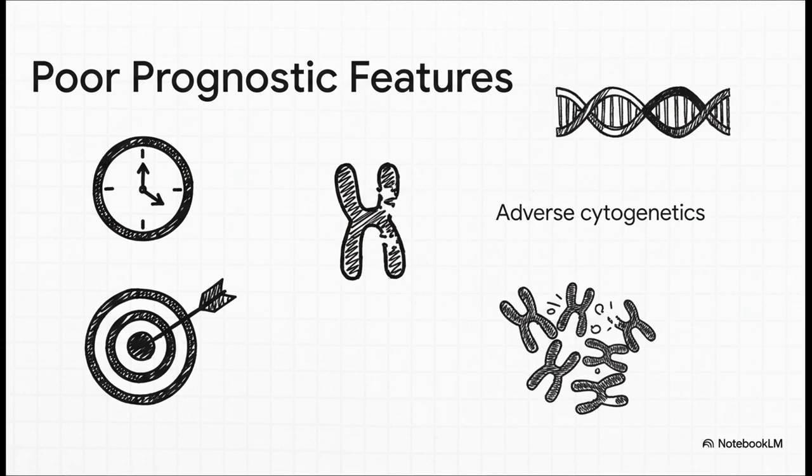Some are pretty clinical, right? Like being older or not responding to that first round of chemo. But more and more, the most powerful predictors are actually genetic. Things like adverse cytogenetics, deletions on chromosomes 5 or 7, for example, tell you there's a lot of instability in the genome. A complex karyotype, that just means genetic chaos. And then you have specific mutations, like FLT3-ITD, which basically acts like a gas pedal stuck to the floor, just driving those leukemic cells to grow relentlessly.